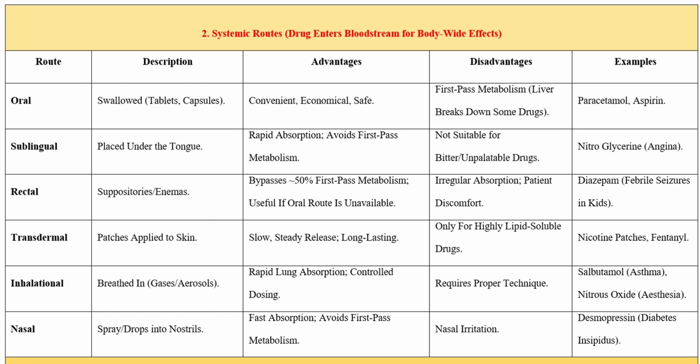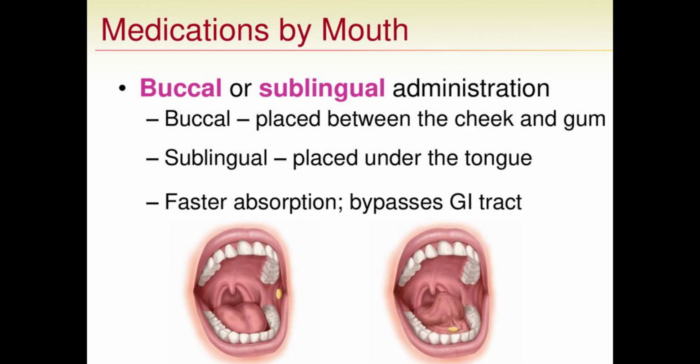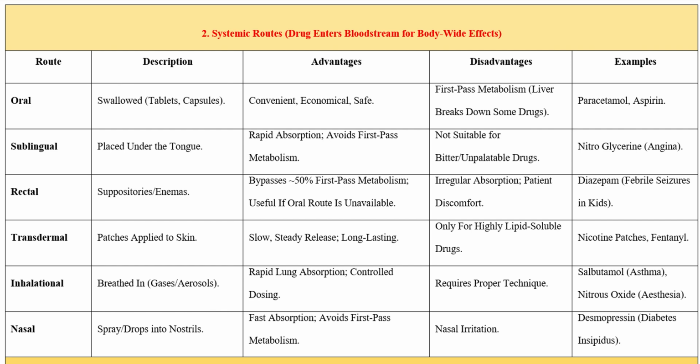Coming to the second one under the systemic routes is the sublingual route. Here, the drug is placed under the tongue. It gets absorbed quickly and avoids first pass metabolism. However, it is not suitable for bitter or unpleasant tasting drugs. Example, nitroglycerin for angina.